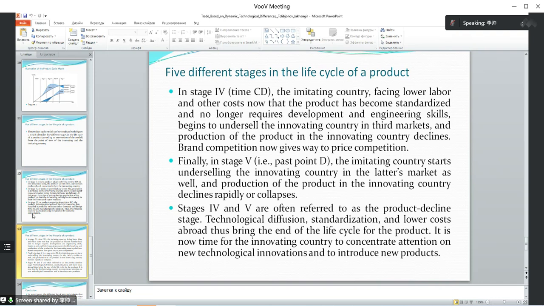Stages 4 and 5 are often referred to as the product decline stage. Technological diffusion, standardization, and lower cost approaches bring an end to the life cycle of the product. It's now time for the innovating country to concentrate attention on new technological innovations and to introduce new products.